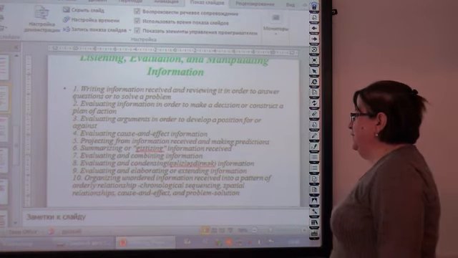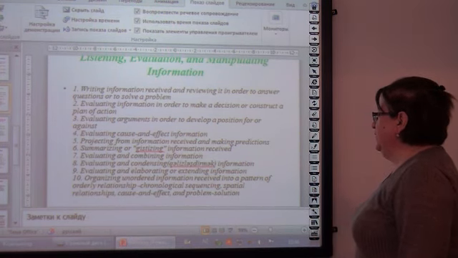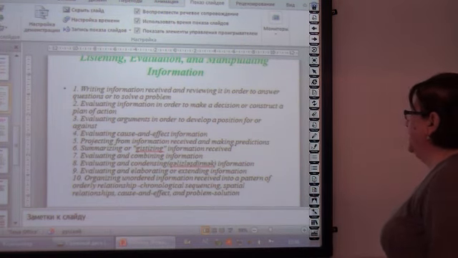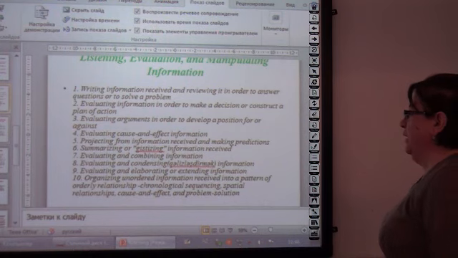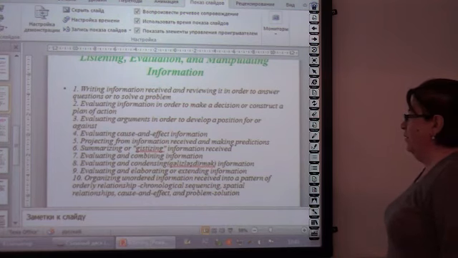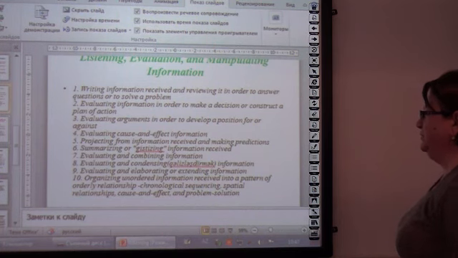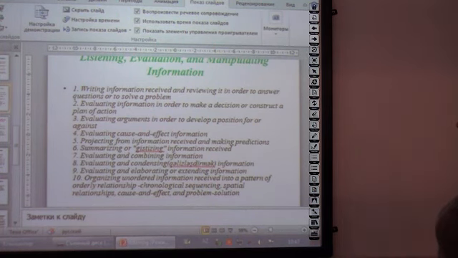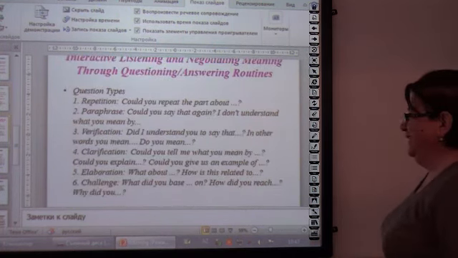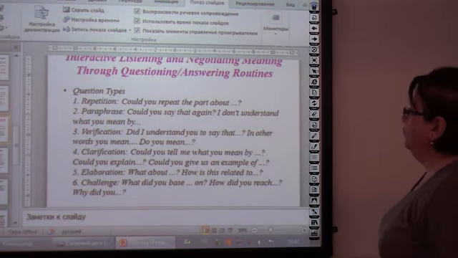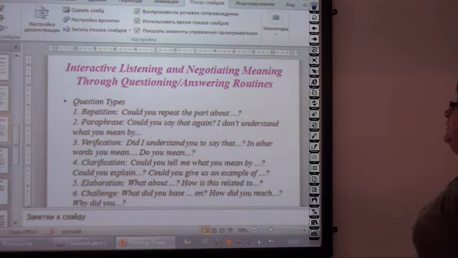Evaluating and combining information, evaluating and condensing information, evaluating and elaborating or extending information, and organizing unorganized information received into a pattern of orderly relationship. Then fourth, I think, interactive listening and negotiating. What does it mean? It means question and answering.